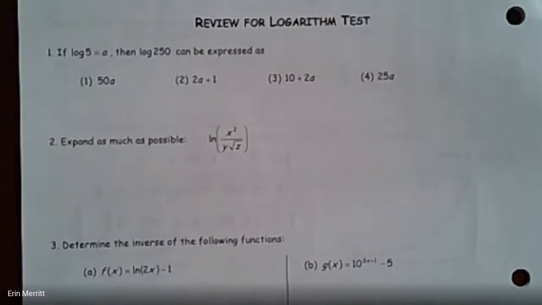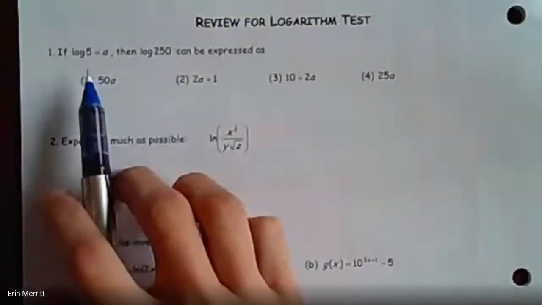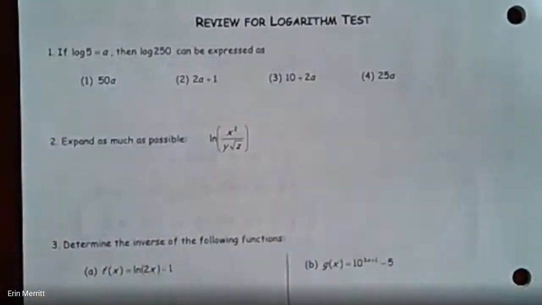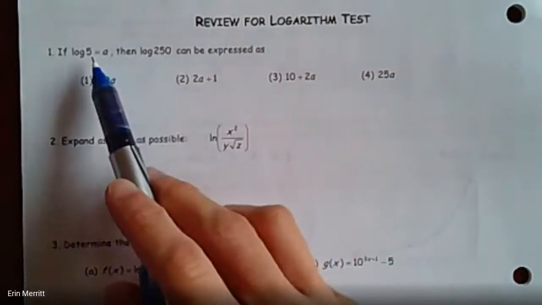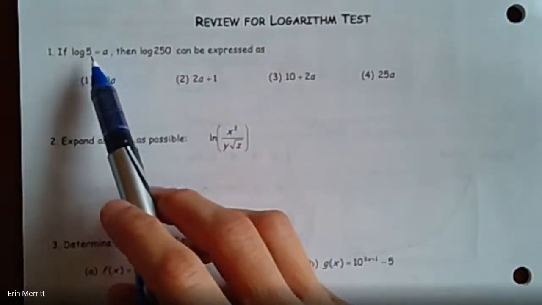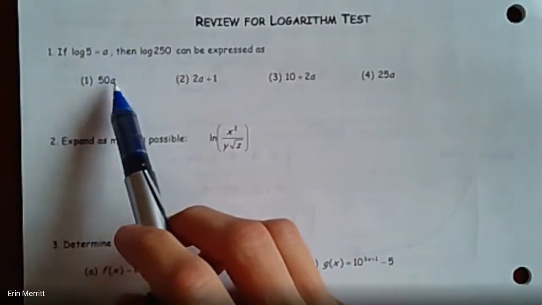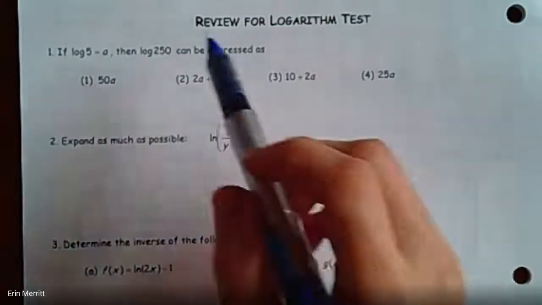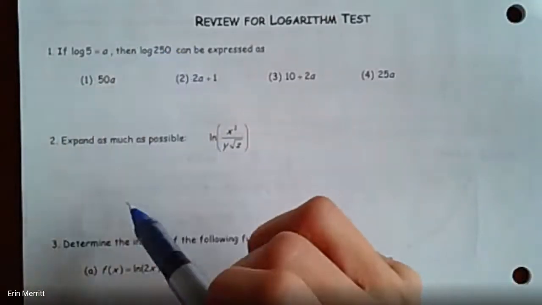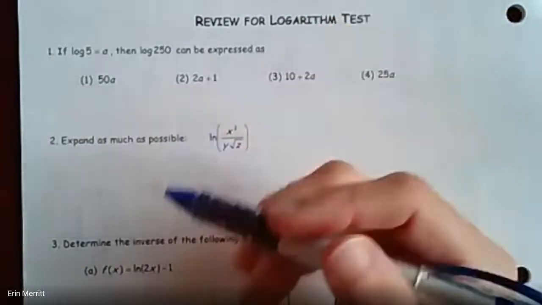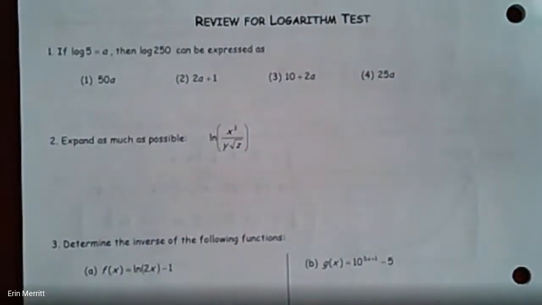All right, so today's video is about the review for the logs test, which really is going to be a logs quiz for us. We're just going to run through each one of these. So a couple things to keep in mind. You could absolutely work backwards for number one and just type in log of 5 wherever there's an A, and then see which one comes out equivalent to log of 250 on your calculator. That's one way to handle it.